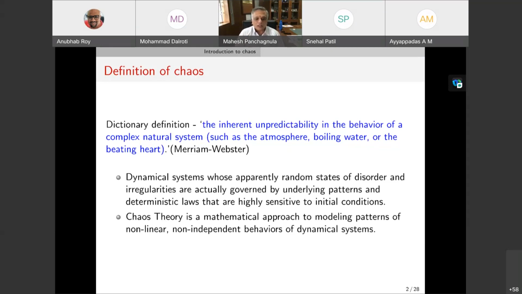It actually came to me as a bit of a surprise that Merriam-Webster has adapted the meaning from the world of physics. Now, chaos describes dynamical systems whose states are apparently random. The key word here is apparently. We'll come back to see this in a few different examples. Their apparently random states of disorder and irregularities are actually governed by underlying patterns and deterministic laws, just that they are highly sensitive to initial conditions.